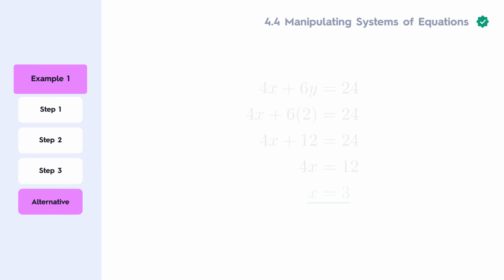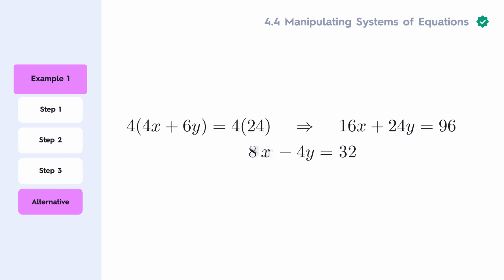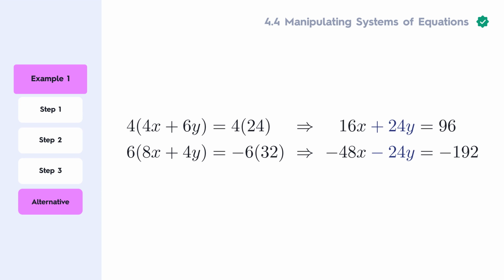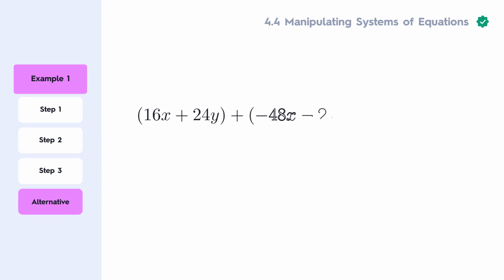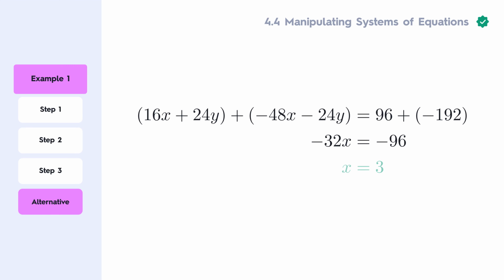Another way to solve this would have been to eliminate y instead of x. We could multiply both equations so that the coefficients of y become opposites. Now, we can use these two new equations to eliminate y and solve for x. First, let's add the equations together. Now, let's simplify. Finally, we divide by -32.